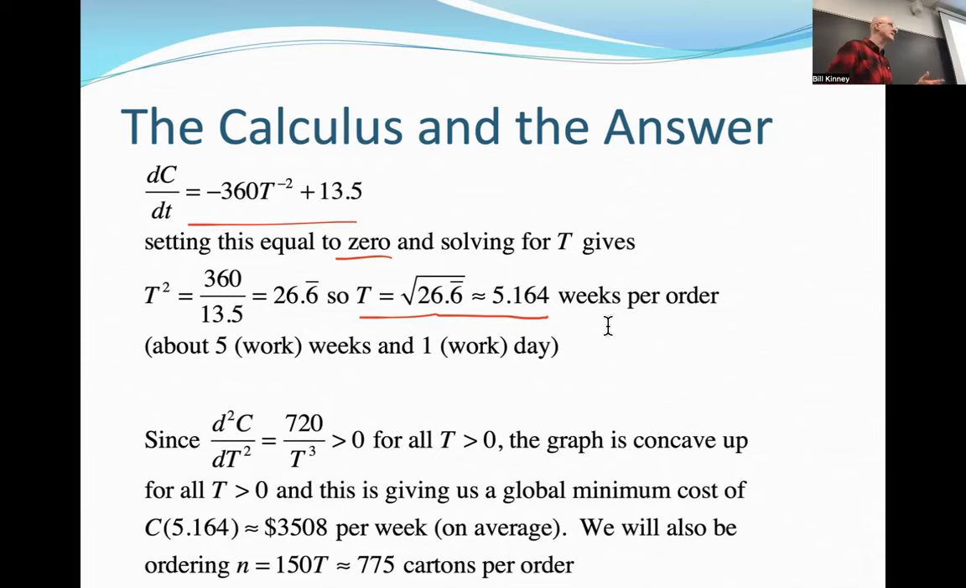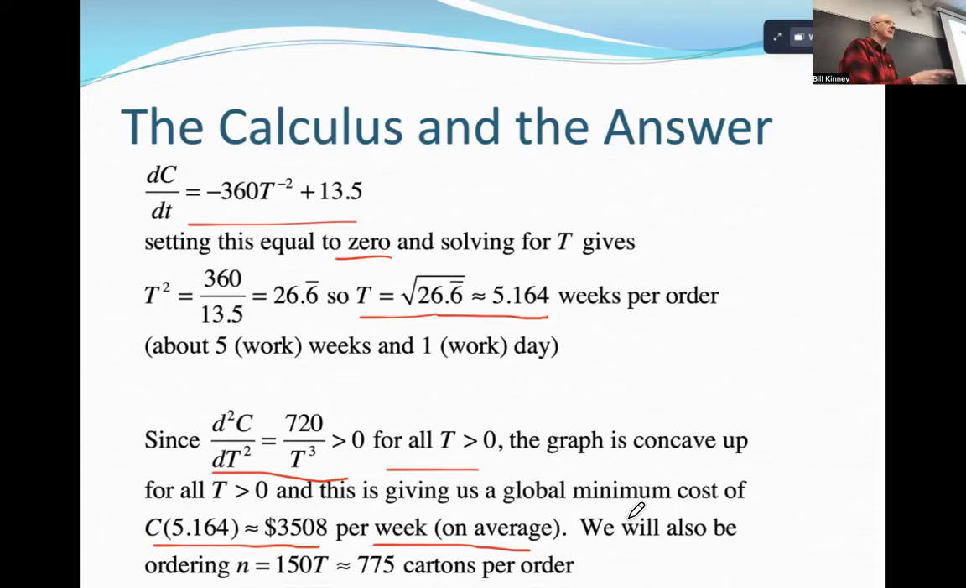Is it really a minimum? We saw graphically that it seems reasonable that it should be, but if you want extra confirmation, the second derivative is always positive for all positive t, so the graph's concave up. We are focused on positive t's, not negative t's, right? Negative t's don't make any sense. The graph's concave up for all t, and so it's really not even a local min, it's a global min at this quantity, and the total minimum cost per week on average is going to be $3,508.